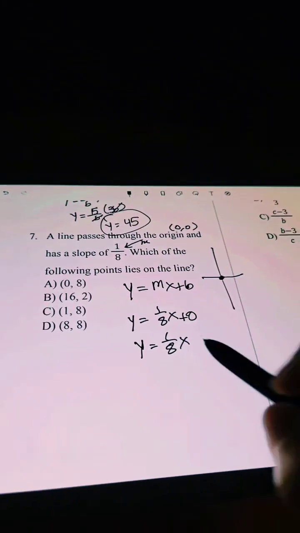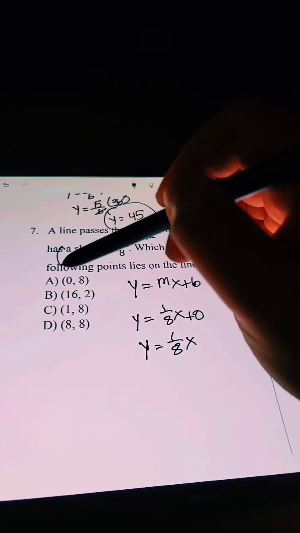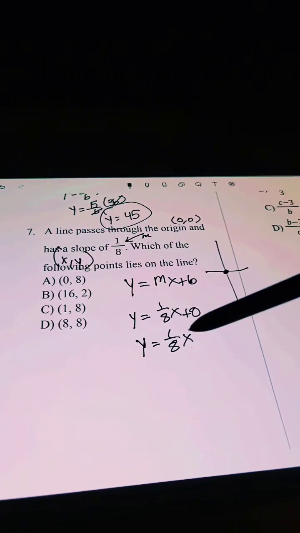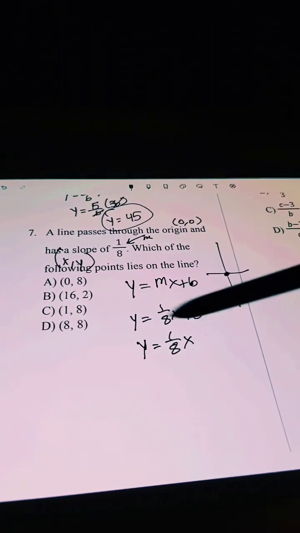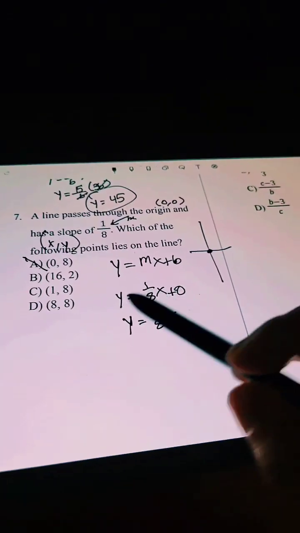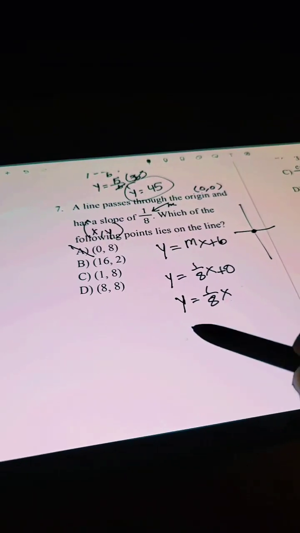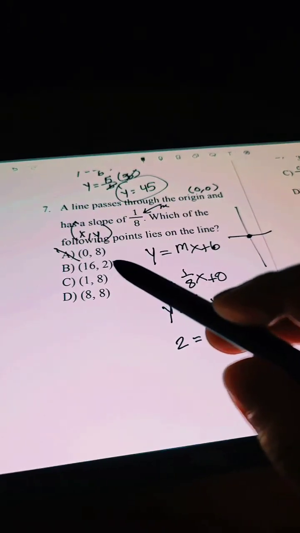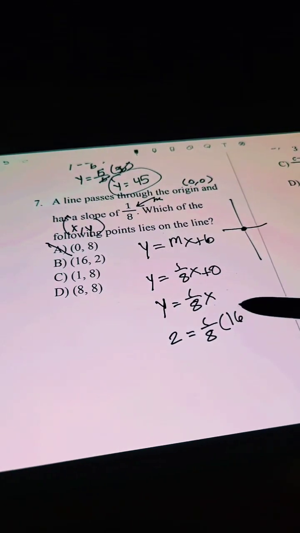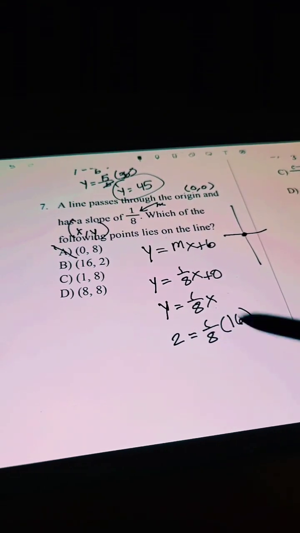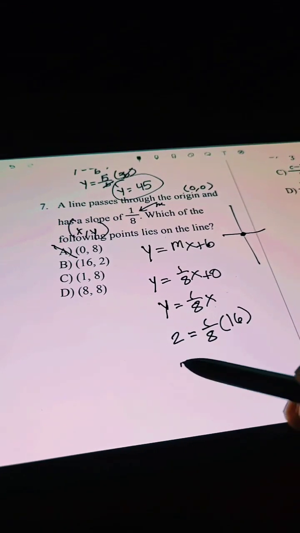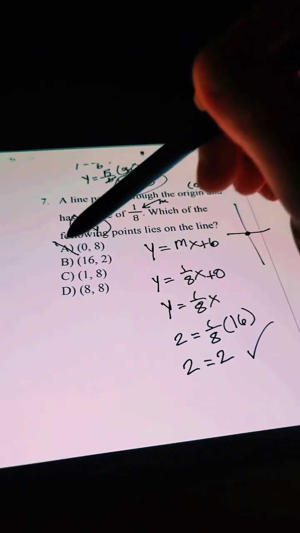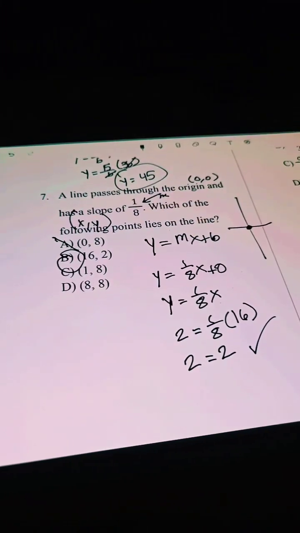So for instance, if I want to check if A works, because each point is x comma y, I'm going to plug in 0 for x and see, do I get 8? Well, if I plug in 0 for x here, it's going to be 1/8 times 0. That does not give me 8. So now I'm going to try it for B. If I plug in 2 for y and 16 for x, does this work out? So 2 is equal to 1/8 of 16, which is in fact 2. So yes, that does work out. So it would be answer choice B.